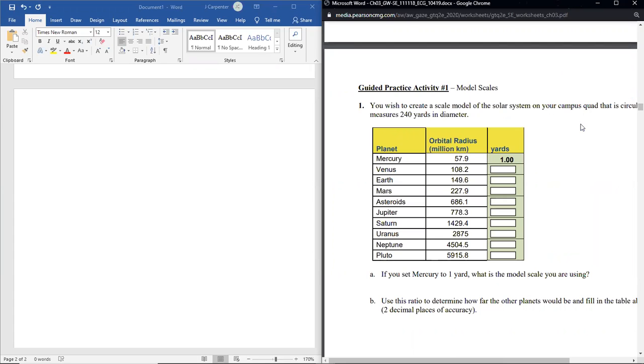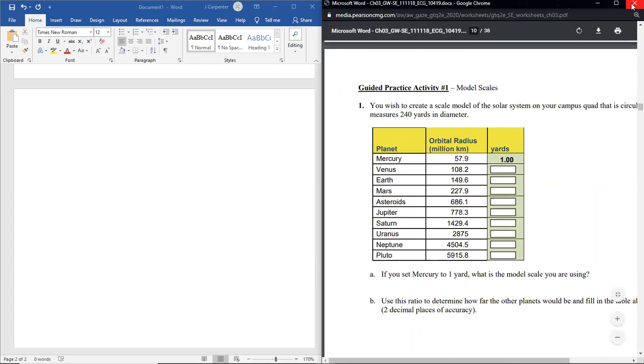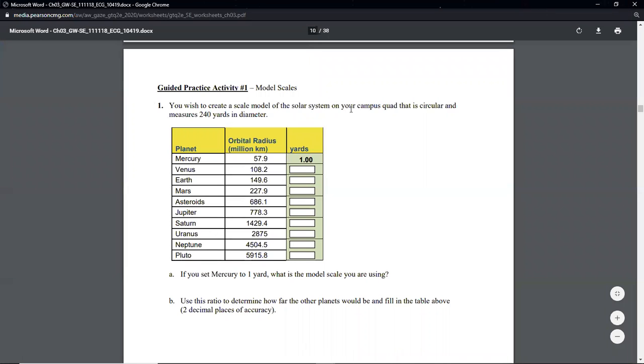You wish to create a scale model of the solar system, let's maximize it for now, on your campus quad when you're allowed to go. Well, you can still go there. You just don't go in the buildings that much. You can still go in there, I guess. That is circular and measures 240 yards in diameter.